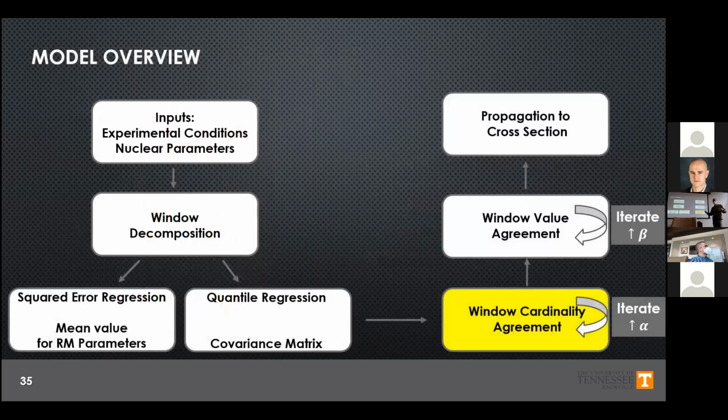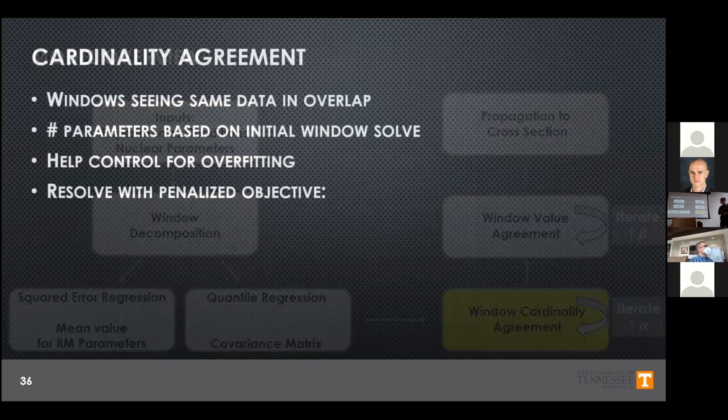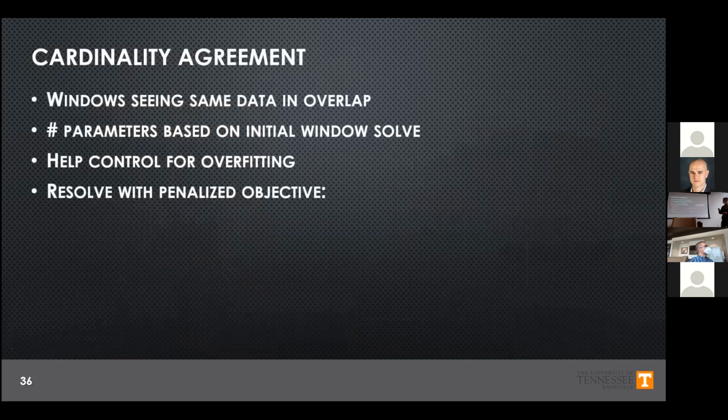So now for each of those windows, we can get the number of resonances that are present, an average value for each of the Reich-Moore parameters, and an uncertainty on those Reich-Moore parameters, but we're left with all these windows. So how do we then get all these windows stitched back together to get them to agree to our global solution? I want to do this in two parts. The first part is getting the windows to agree on how many resonances are present in that overlapping region. So this is our Cardinality Agreement piece.